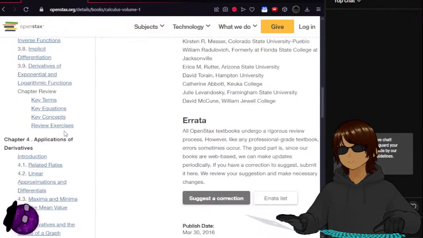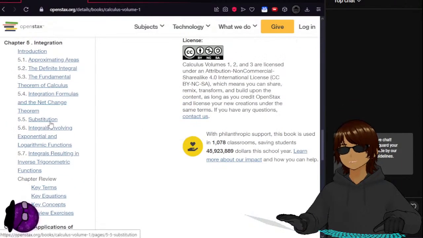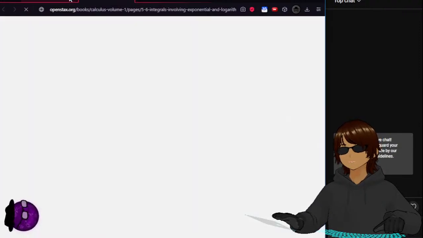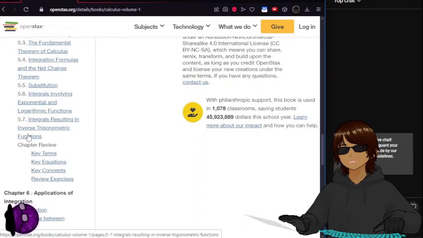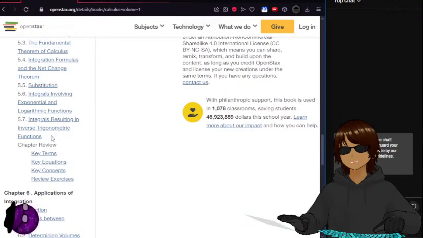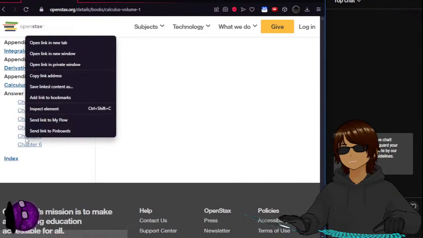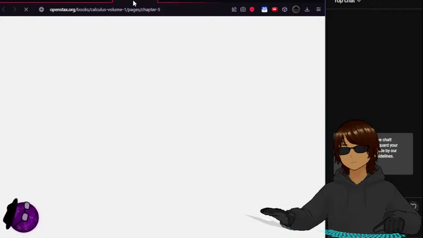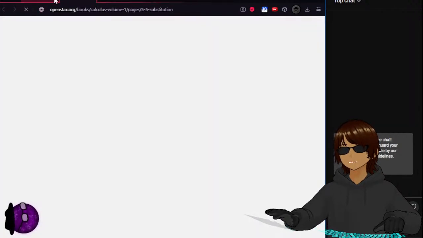Last time I did substitution, if I remember correctly. This time I will do integrals involving exponential and logarithmic functions, and hopefully inverse trigonometric functions as well, though I'm not really sure about that one. But before I do this, I want to do one exercise from the substitution part.